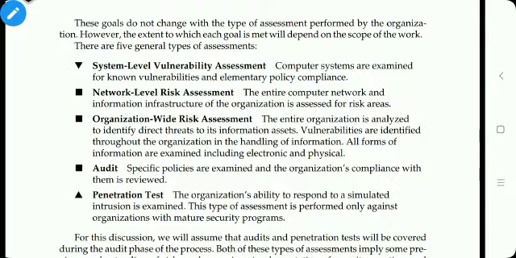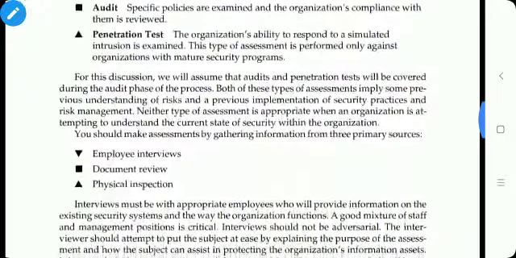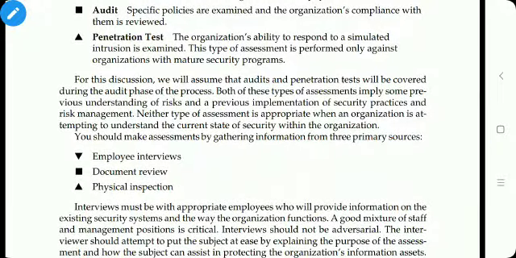Then audit, where specific policies are examined. Then penetration test, where the organization's ability to respond when some intrusion occurs is examined. This type of assessment is performed only against organizations with mature security programs. So how will we do this assessment? There are 3 primary sources: employee interviews, document review and physical inspections, which we will see in the next lecture.